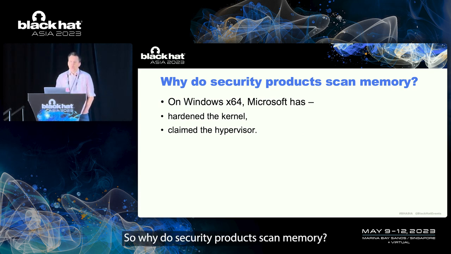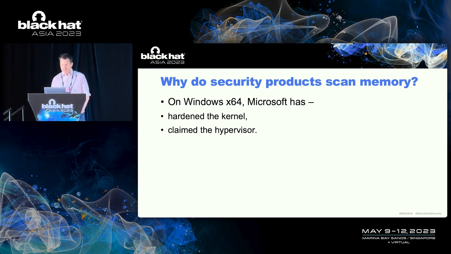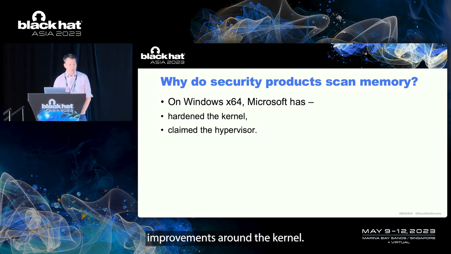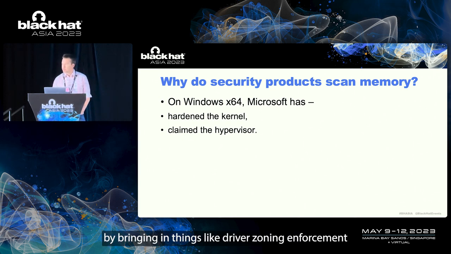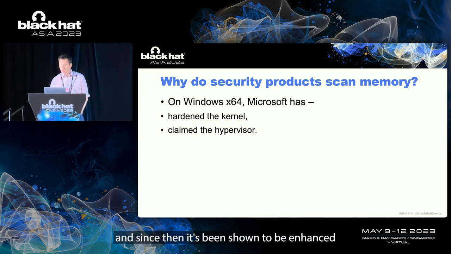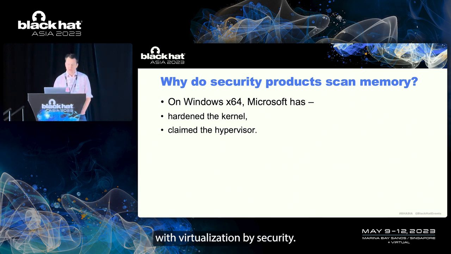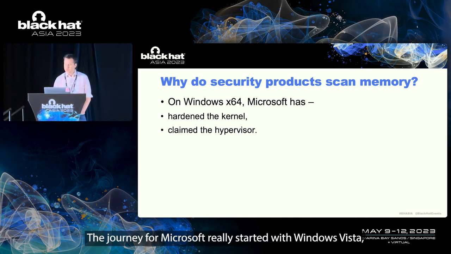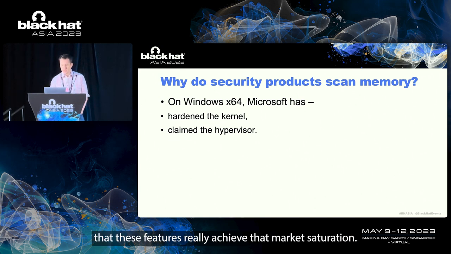So why do security products scan memory? Microsoft used the release of 64-bit Windows to really make some critical security improvements around the kernel. They really hardened it by bringing in things like driver signing enforcement and patch guard, and since then it's been enhanced with virtualization-based security. The journey for Microsoft really started with Windows Vista, but it wasn't until Windows 10 that these features really achieved that market saturation.